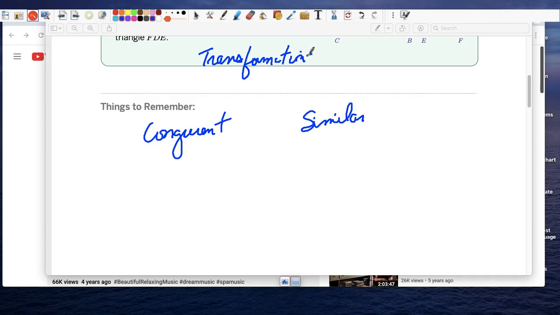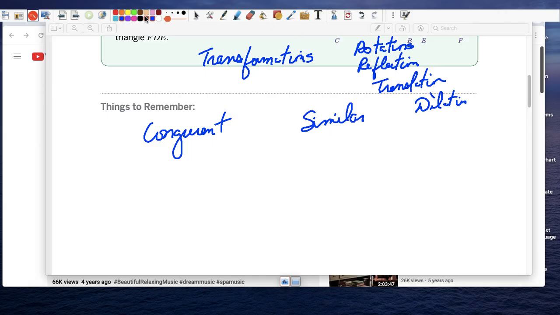and then let me list them. We did rotations, reflections, what was the other one? Translations, and then we did dilations. Now, remember that the first three, and I'll change colors, fall in the category of rigid transformation. All right, what is that?